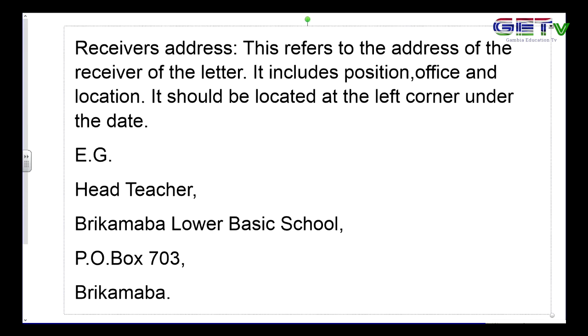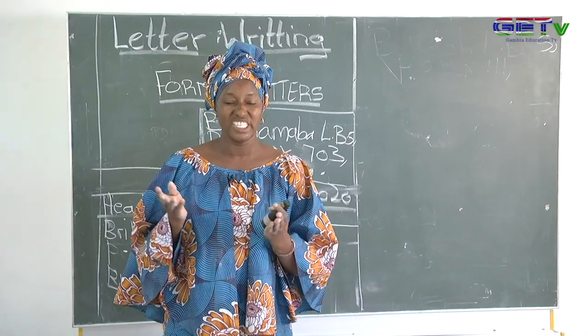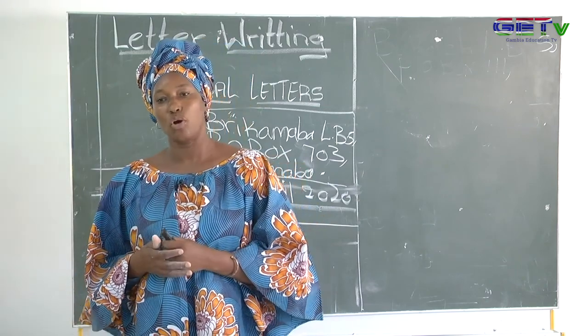Just take note of some important features when writing the formal letter. Make sure that you write the writer's address first, date, receiver's address, salutations, title, body, which you can divide into 3 main parts: the introductory, main body, and then the concluding body. Come to your subscription and then end your letter. Your parents can also edit for you at their free time. Do the same for the formal letter. Try to develop these skills before we meet again when school opens.